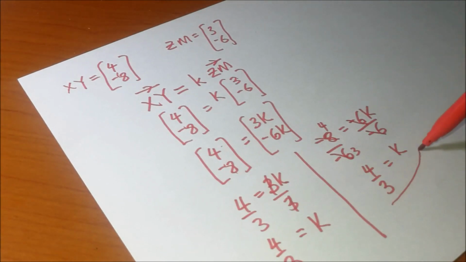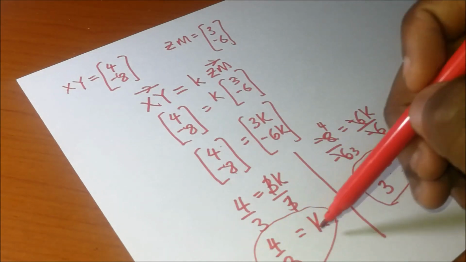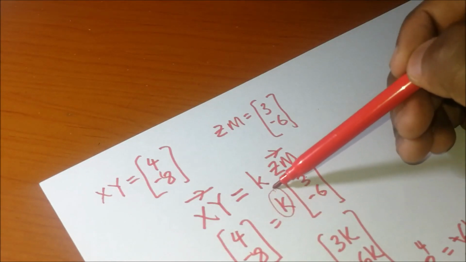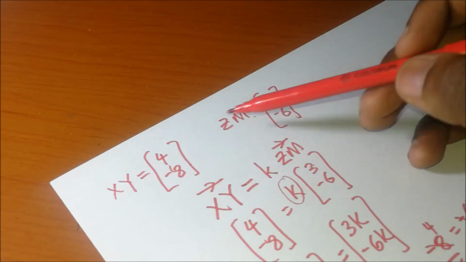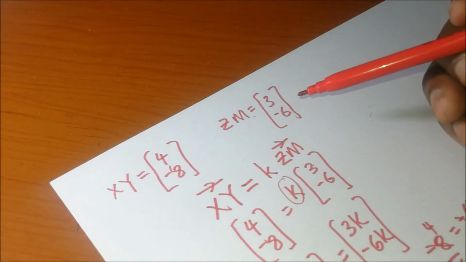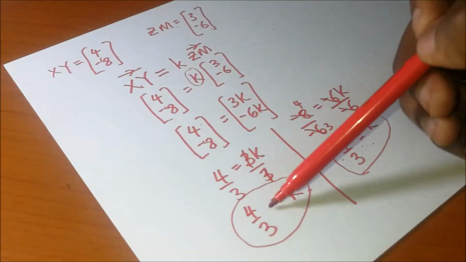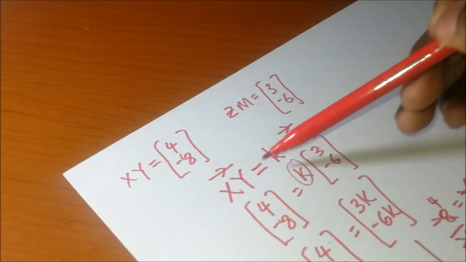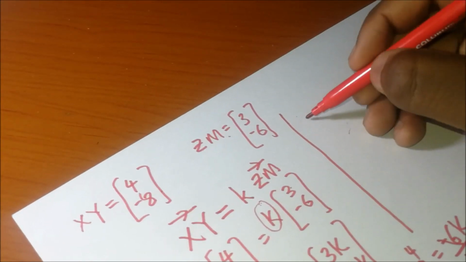So you realize that the value of k here is 4 over 3. The value of k here is also 4 over 3. So since the values of k are the same, it means that we have a uniform value of k here. Now, if these values of k are not the same, it would mean that these two vectors are not parallel, and so we would conclude that they are not parallel. But since we get the same value of k on both sides, it means that this condition is perfectly met.